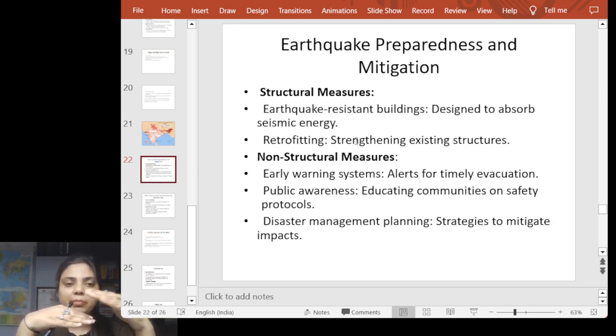Then in between, during the earthquake, what major steps can we take? The government should provide the basic necessities, food and water supply, to that region. Connectivity should not be disturbed, and electricity should be provided to that region. And the third phase would be the post-disaster phase.